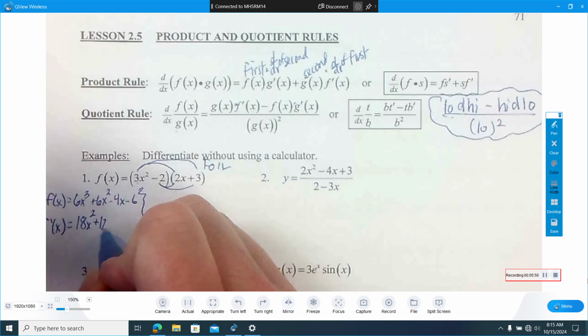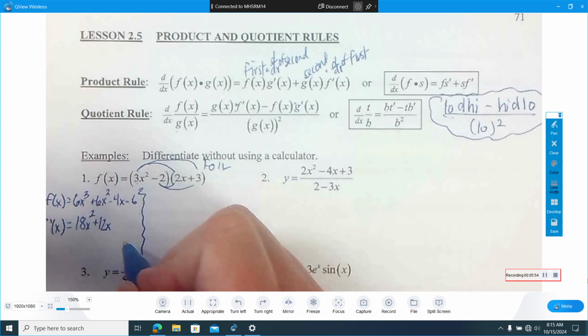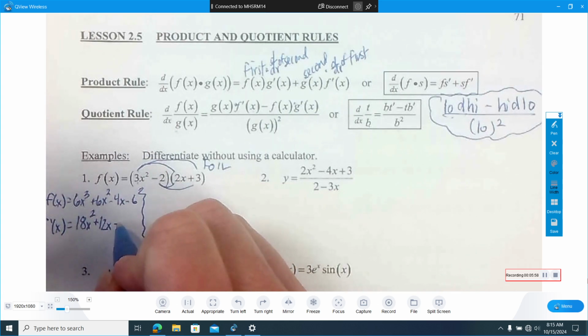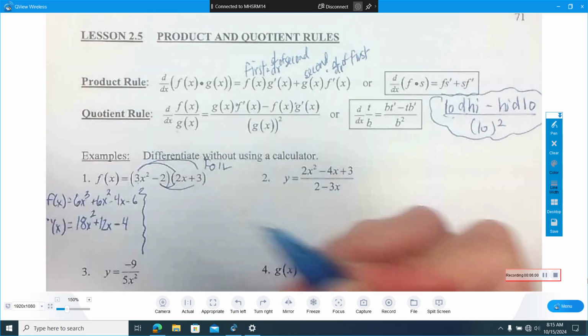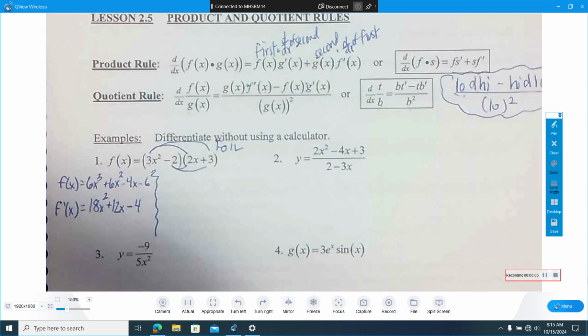12x? That's right. I knew what you meant. And then minus 4. There we go. All right. So, and that totally works. So we could clean things up and take a derivative.